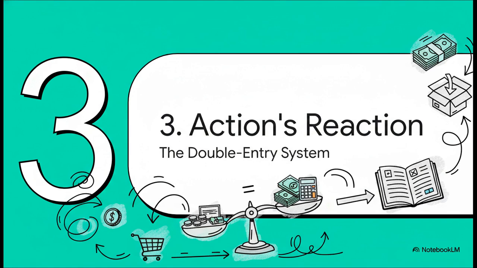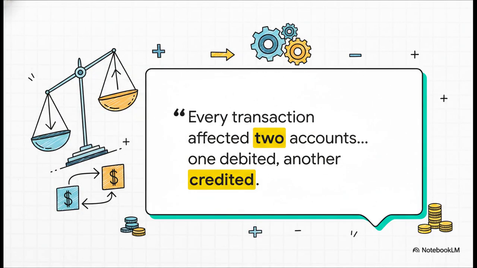Okay, so you've got this beautiful, balanced equation. But what happens when you actually do business, when money moves around? Well, Ram was introduced to this incredibly elegant system that makes sure the books always stay balanced, no matter what. This is the heart and soul of accounting, the double entry system. Honestly, you can think of it like Newton's third law, but for money. For every action, there's an equal and opposite reaction. Every single financial thing that happens has two effects, not one, two.